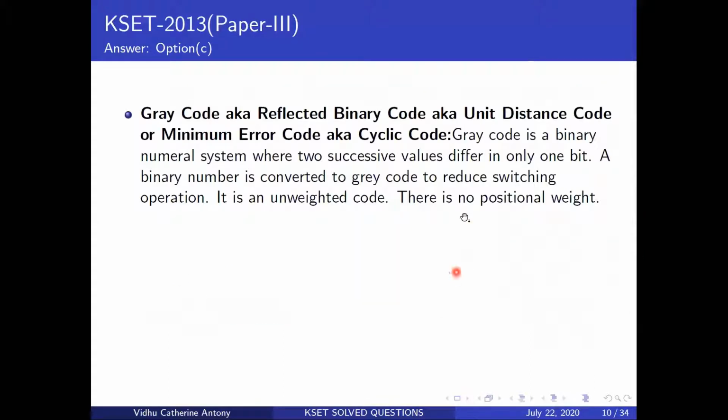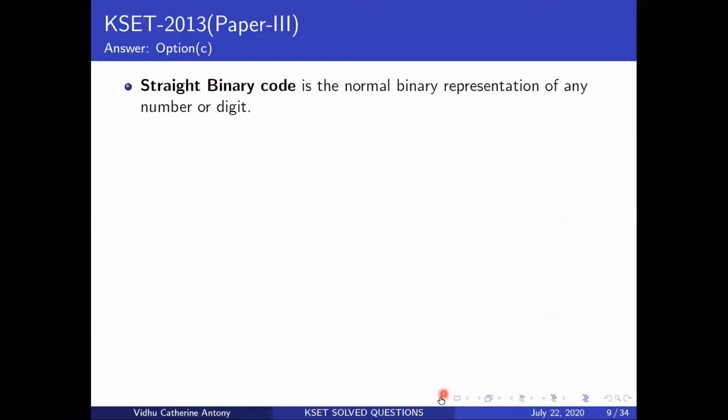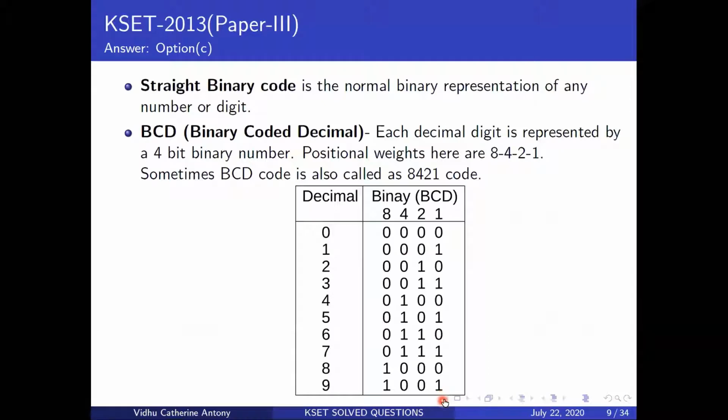Now let's look at gray code. Gray code is where 2 successive values differ in only 1 bit. A binary number is converted to a gray code by reducing switching operations. Because you're reducing switching operations, these are highly used in digital systems. So that's why we've got this as option C.